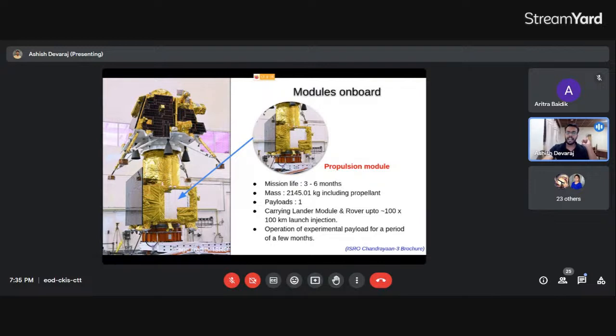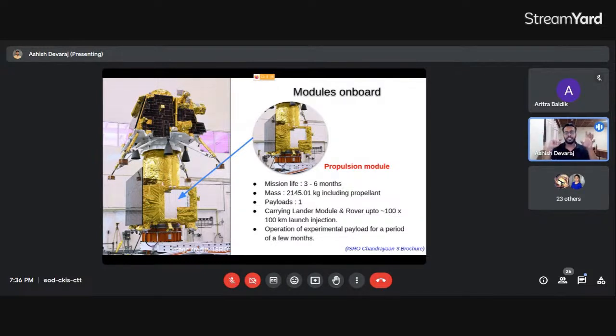The propulsion module had the propellant, which did all the orbital maneuvers around Earth, and then took the lander to the south pole of the moon. That was all done by the propulsion module. It had a mass of 2,000 kilograms, and most of that was the propellant.